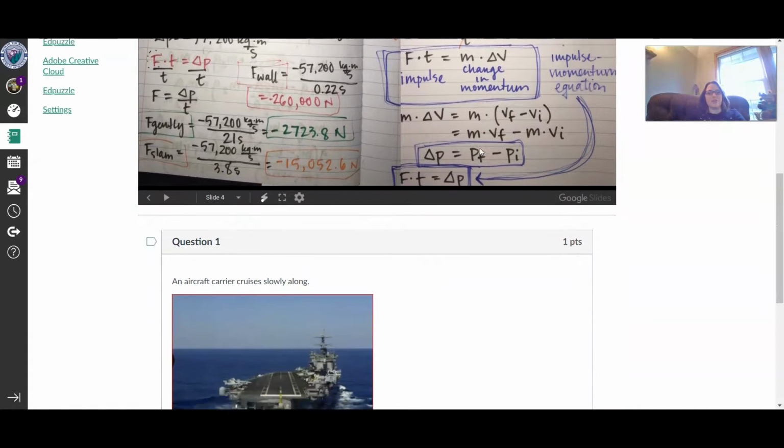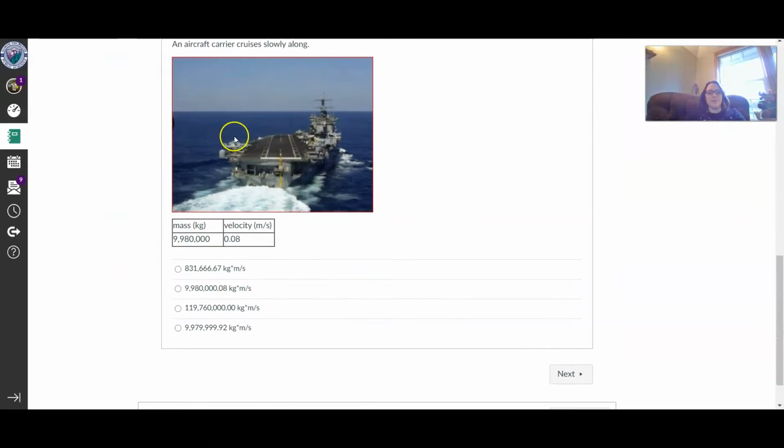So for each of these following questions, you're going to take the mass of the object that's given, multiply it times its velocity, and that should give you a number. Use a calculator, right? These are crazy numbers. That should give you a number in your calculator that is one of the options that's here.